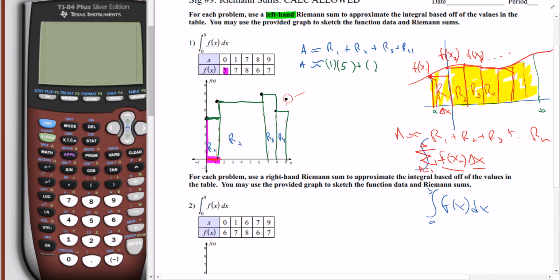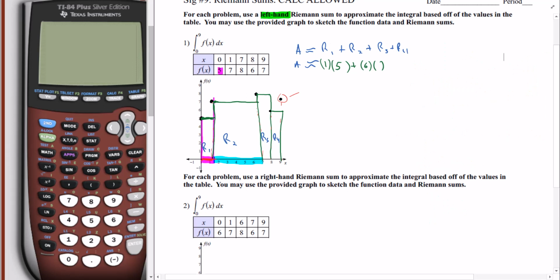And then we'll do the next one. What's the base of this one? Well, this one goes from 1 to 7, right? How far is that? That's a distance of 6. So it's going to be 6 times, what's the height? Well, we'll use this one for height. We'll use the y coordinate when x is 1 for height, right? We use this piece right here. And so that's this 7.